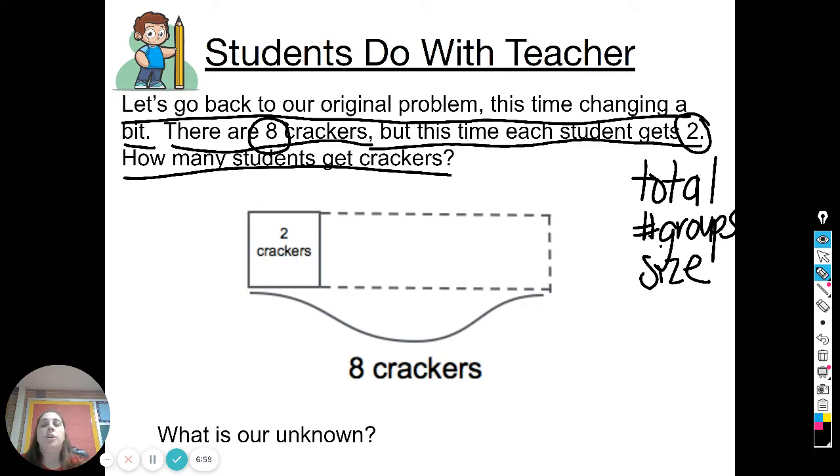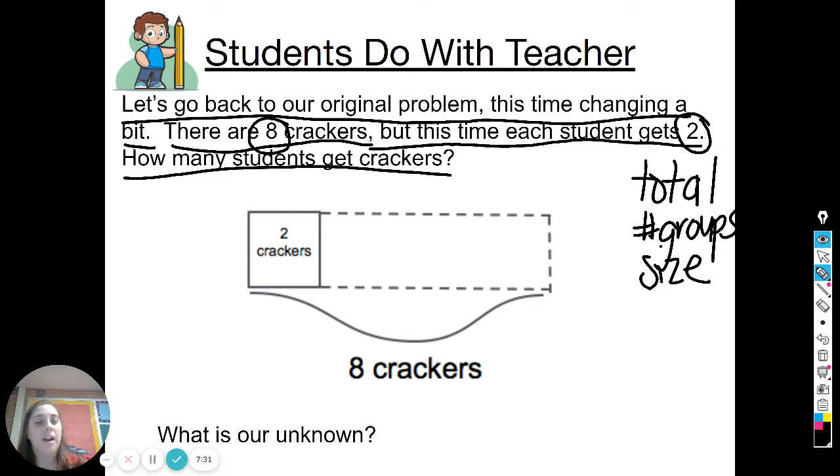Okay, so let's do a show of hands, okay? First, hold up your whiteboards. Let's take a look at those tape diagrams. Let's see how you're coming with them. Okay, so go ahead and put those back down. Now, what is our unknown? Actually, let's do thumbs up, thumbs down. Thumbs up if we know it, thumbs down if we don't.